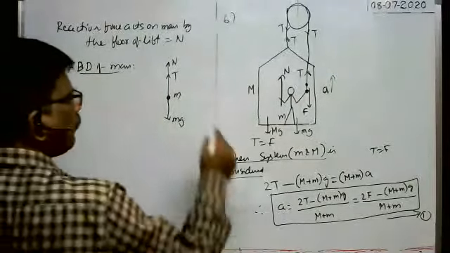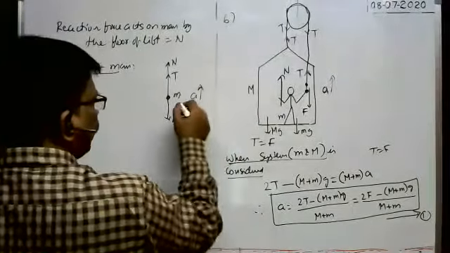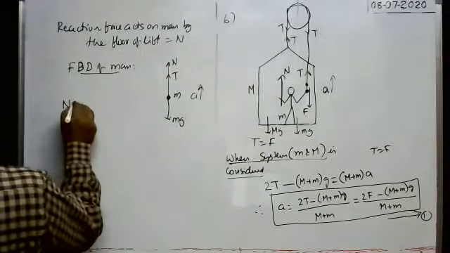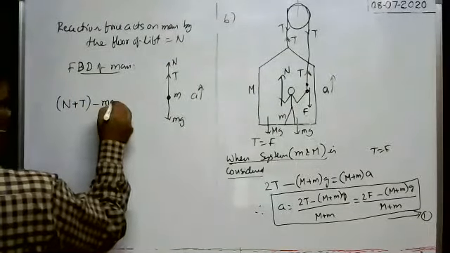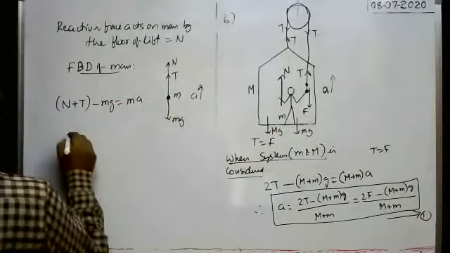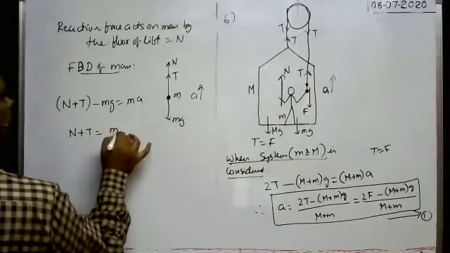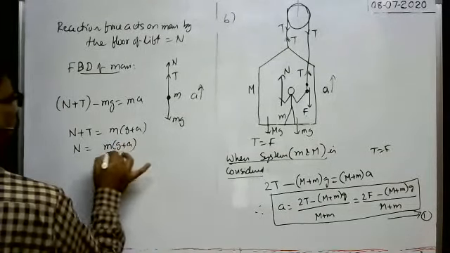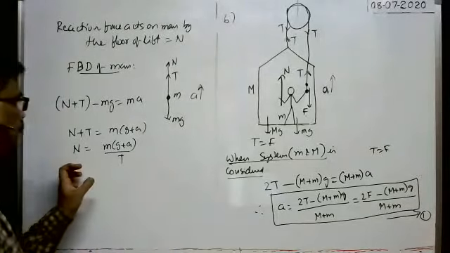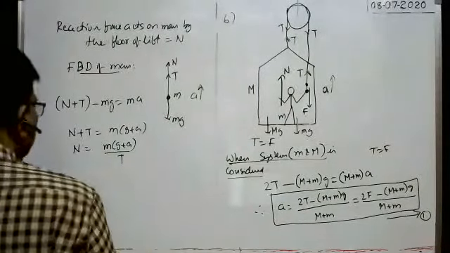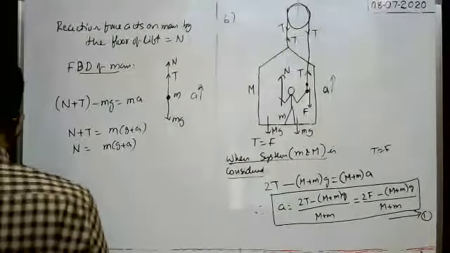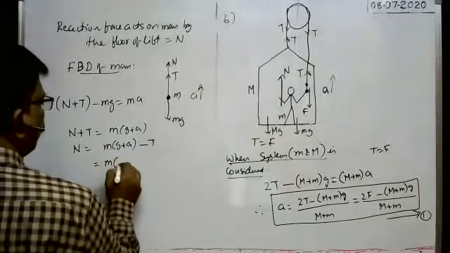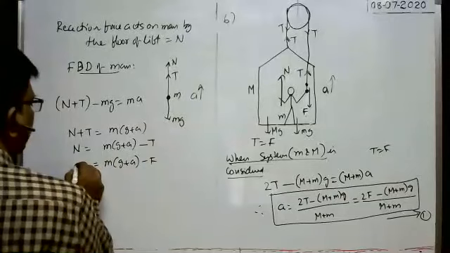As the man moves upwards along with the lift, the sum of these two is greater than weight. Therefore, the net force acting on the man is N plus T minus mg, which is equal to mass into acceleration. Or N plus T is equal to m(g plus a), or N is equal to m(g plus a) minus T. This is the normal reaction. Minus T means minus F. So m(g plus a) minus F is the normal reaction.